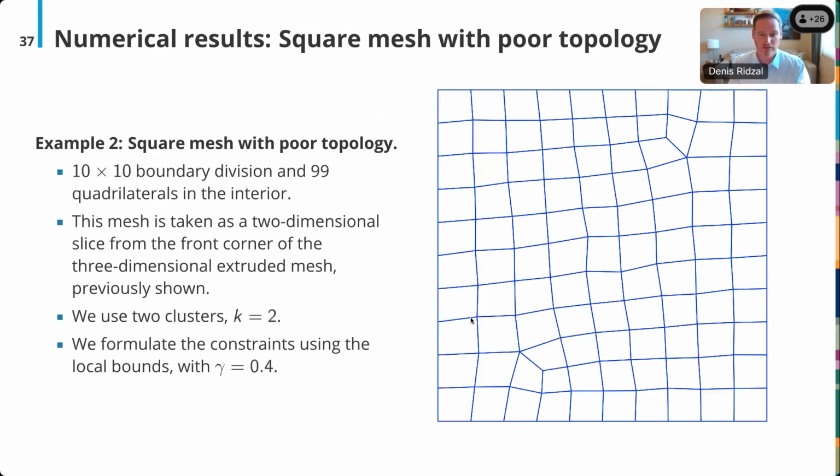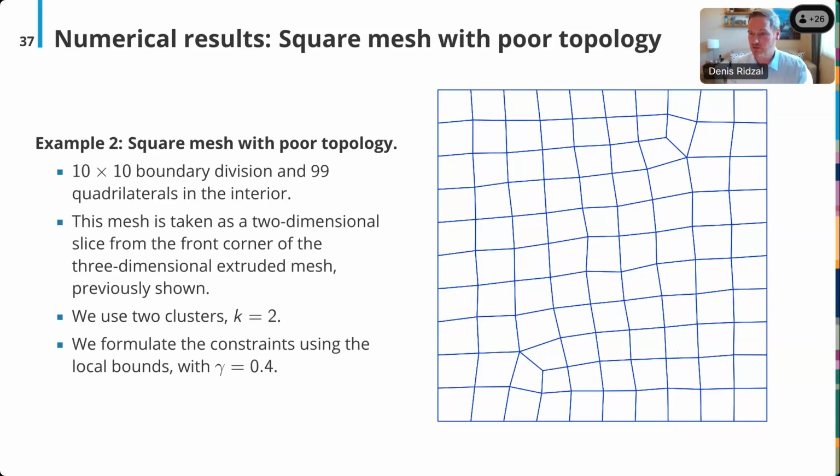Now, a more challenging example is square mesh with poor topology. So we have a 10 by 10 boundary division mesh, but only 99 quadrilaterals in the interior. And so this was a mesh that was giving us trouble in the early stages of the project.